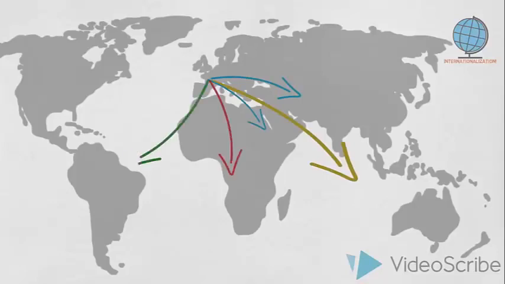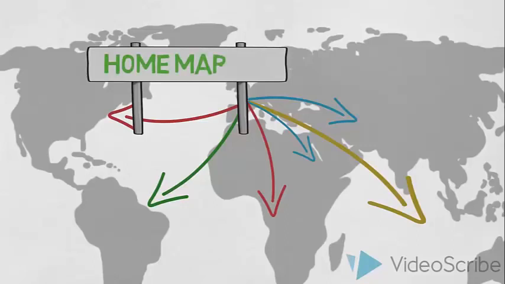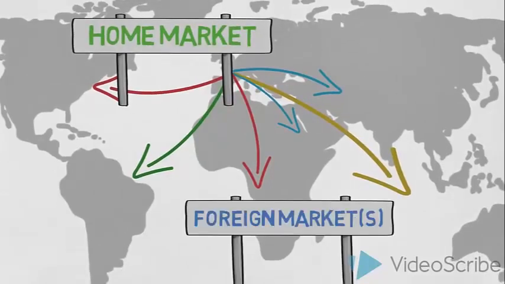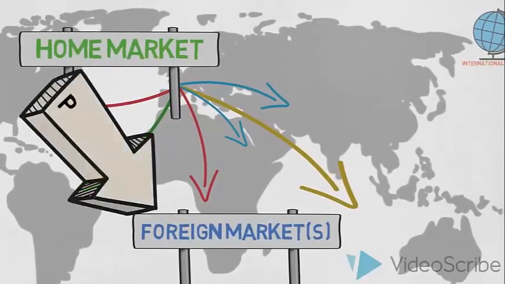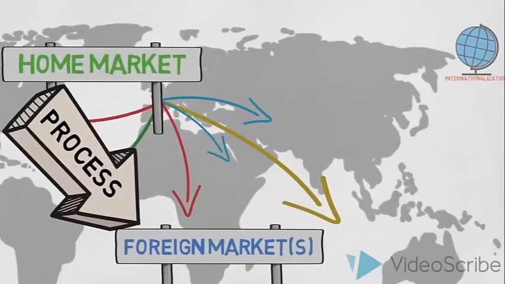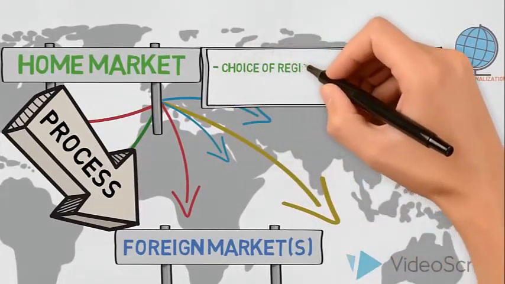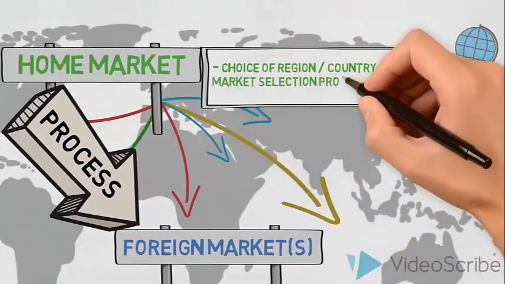When an organization goes from marketing their products and services only on their home market to also target one or several foreign markets in different countries or regions, we talk about an organization's internationalization process. The internationalization process starts with the choice of which foreign markets to target. We call this the market selection process.